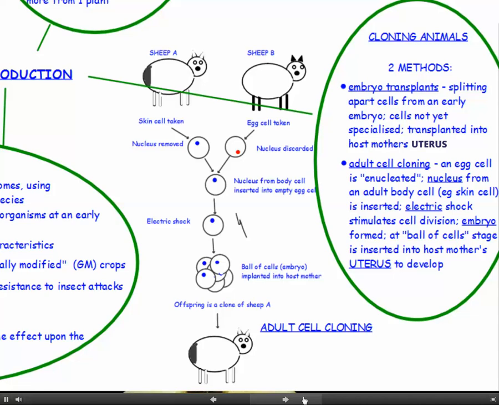We have sheep A and sheep B. We take an egg cell out of sheep B. We suck out the nucleus and throw it away. We just want the egg cell. We'll take a skin cell from sheep A and we'll suck out the nucleus, but it's the nucleus that we want. So that nucleus is inserted into the empty egg cell. We treat it with an electric shock, and that stimulates it to divide. At the ball of cells stage, the embryo stage, it's implanted into the host mother, into the uterus, and the offspring is a clone of sheep A because that's where the nucleus came from.